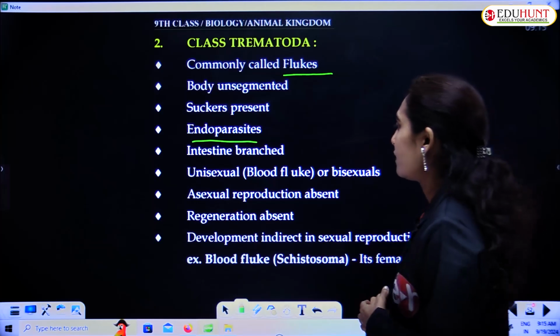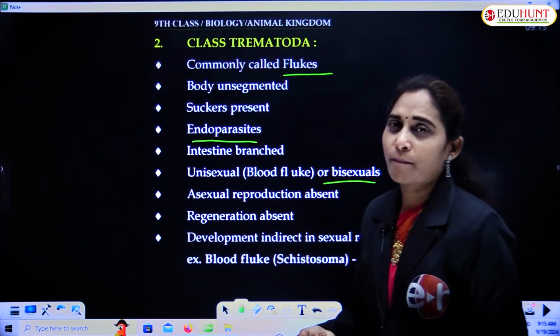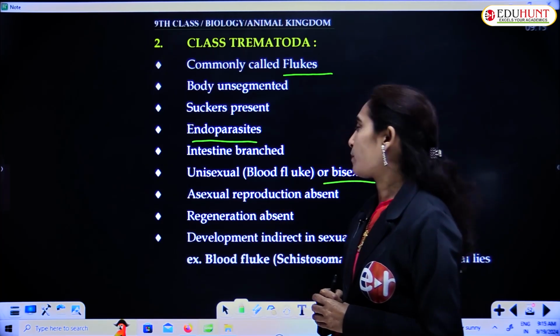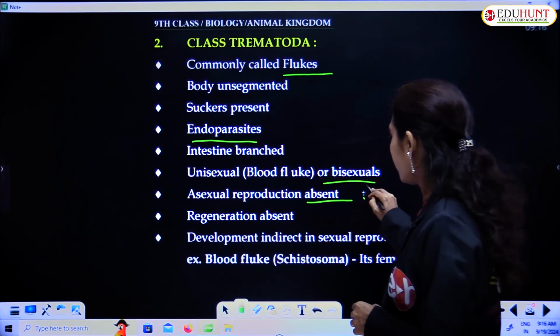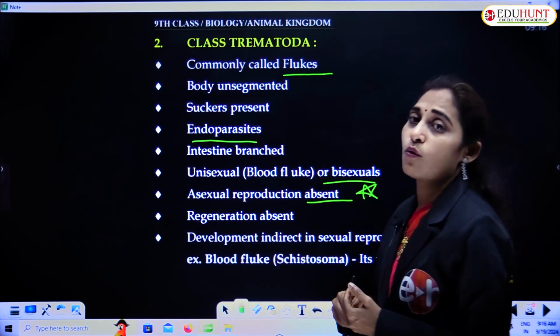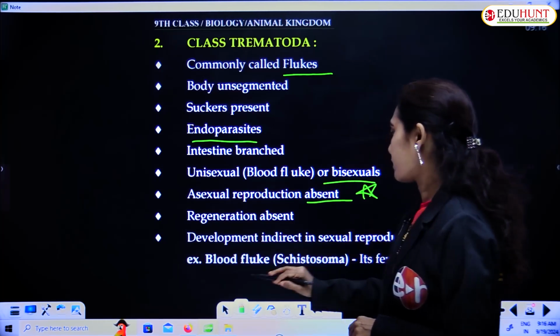Intestine is branched, and they are unisexual or maybe bisexual. Blood flukes are usually unisexual. Asexual reproduction is absent, and regeneration is also absent. Development is indirect in sexual reproduction.